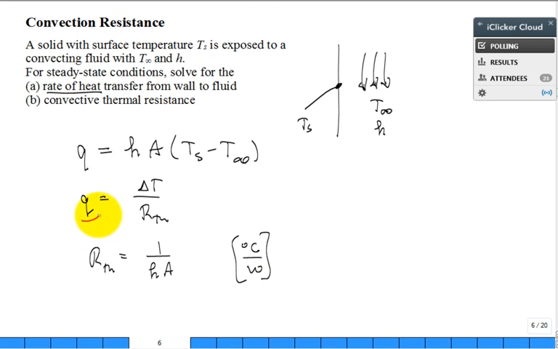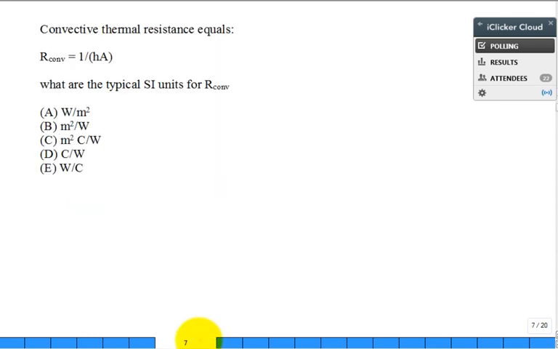You have the same what is flowing, and the same what is driving the flow. What's driving the flow is a temperature difference. What's flowing is a rate of heat transfer in watts. Yeah, it's going to have the same units, isn't it? Degrees C per watt. Okay, makes sense? Oh, there's my question. Well, I just answered it. Well, fine, let's press forward.